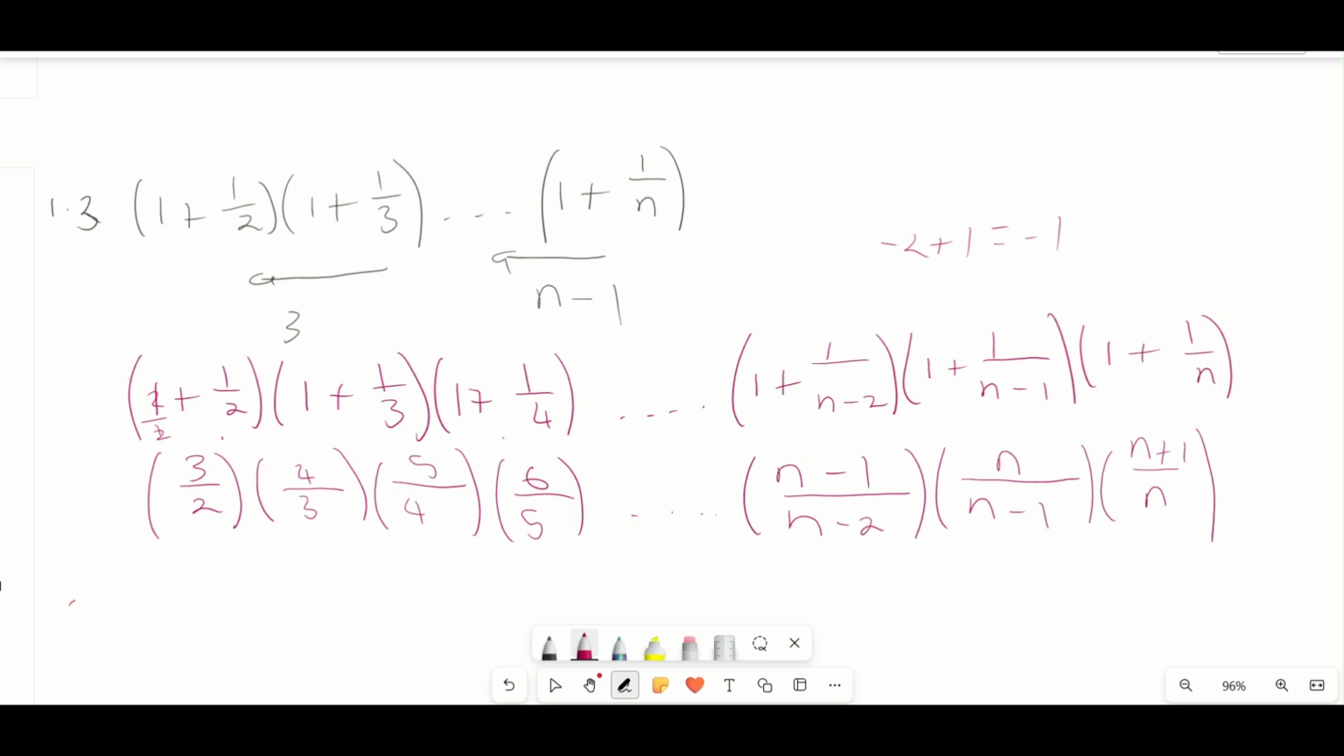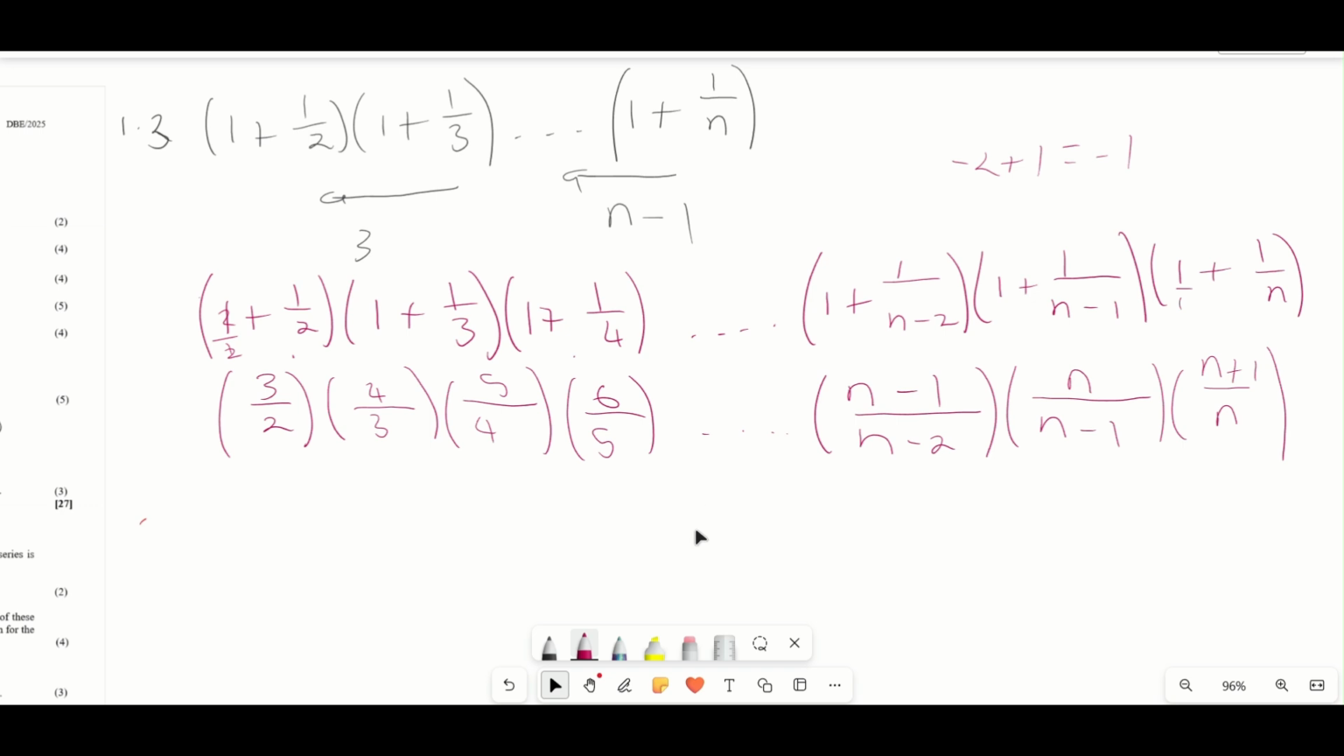No, this is 1. This is n plus 1, this is n, yeah. So you should get something like this here. Okay, so if you see the pattern here, you can see that whatever I have here at the bottom, I have on the prior top, right?